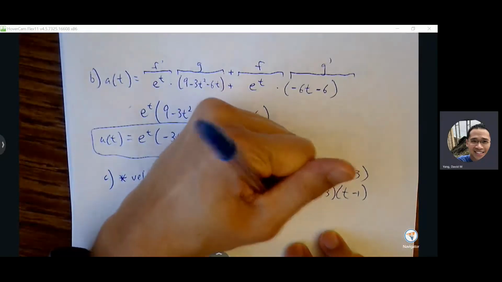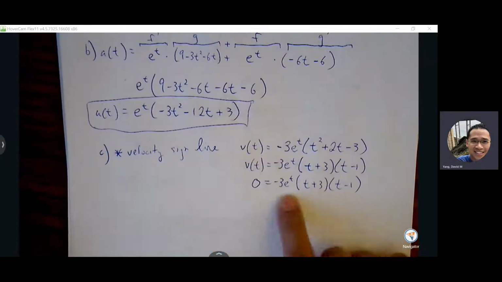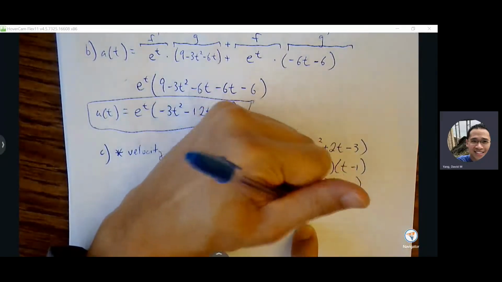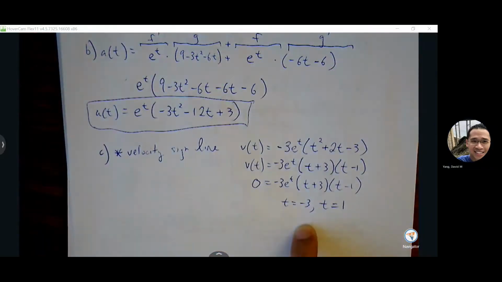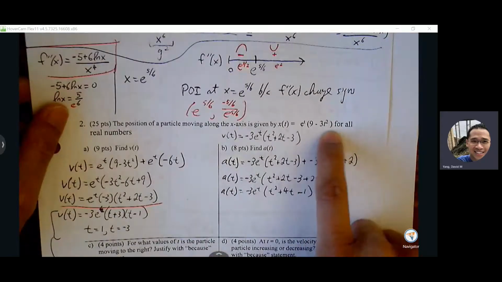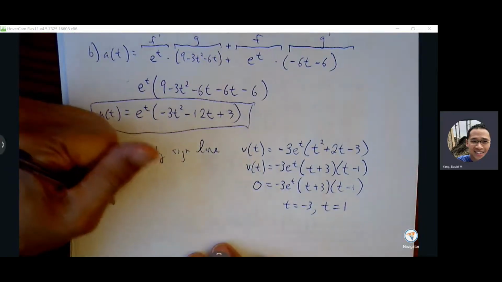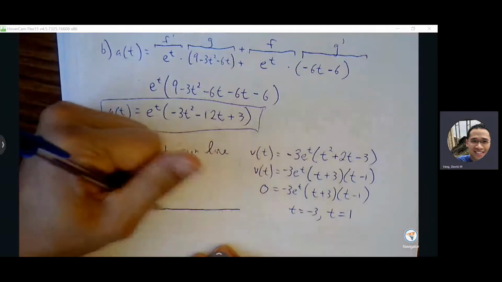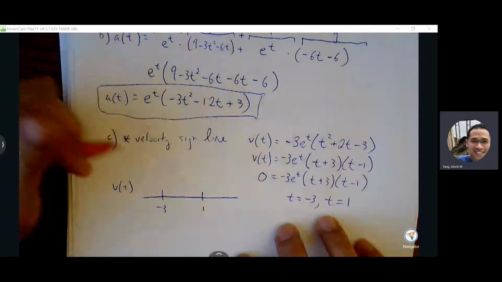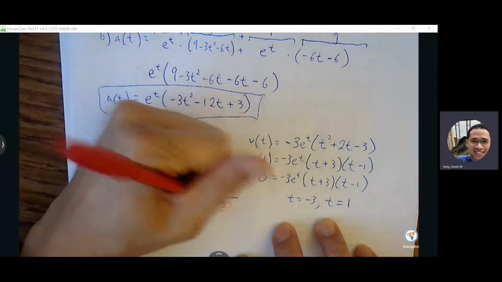Set velocity equal to 0. Nothing from here. e to the t is never 0. It's just these two critical points. So t equals -3 and t equals 1. Direction says for all real numbers, so we're going to include -1 in our sign line. Okay, choose values on either side. I'll choose -4, I'll choose 0, and I'll choose 2.